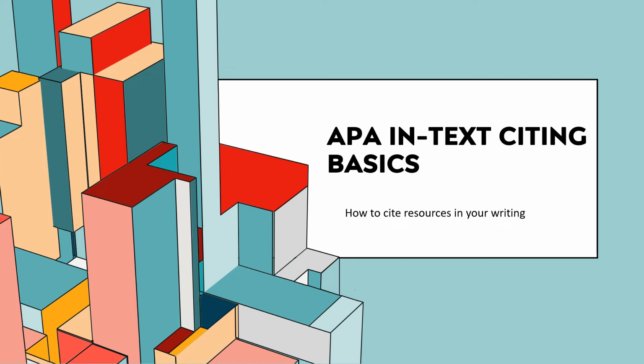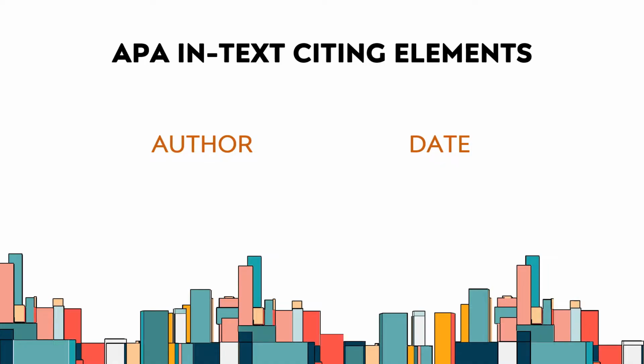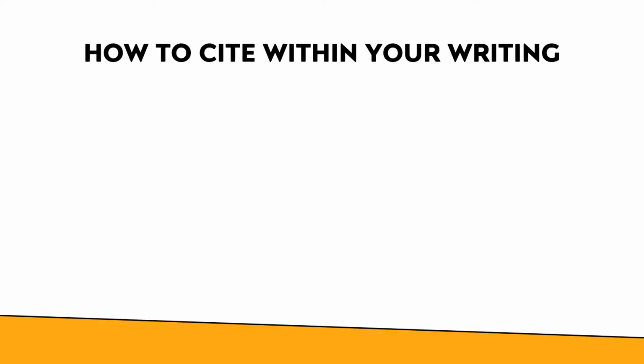Welcome to this brief APA in-text citing tutorial. Here we'll cover how to cite resources in your writing. APA has two elements that are key to in-text citing, author and date. Specifically, APA wants us to utilize the last name of the author and follow that with the date of the work's publication. There are two ways that we can do this in APA.